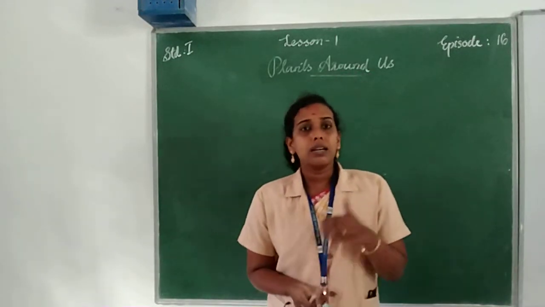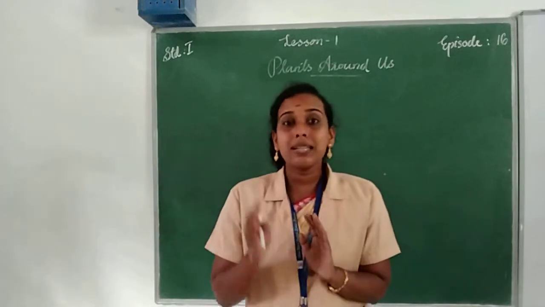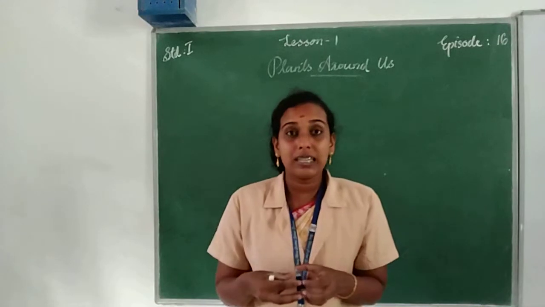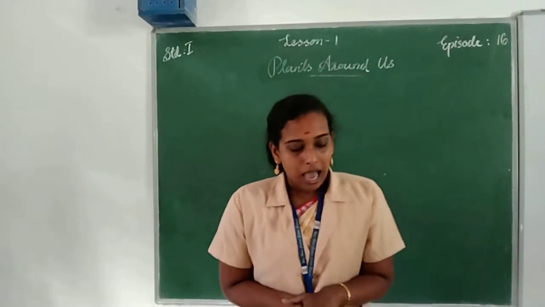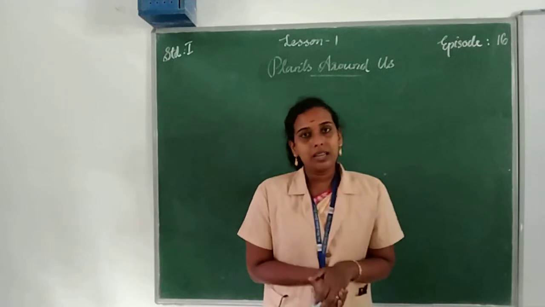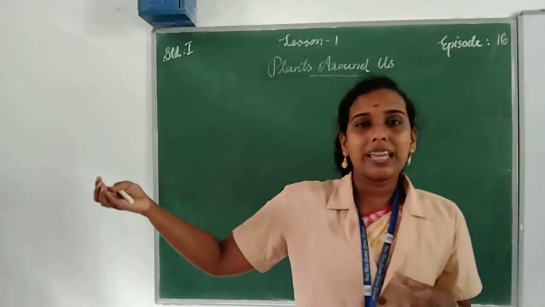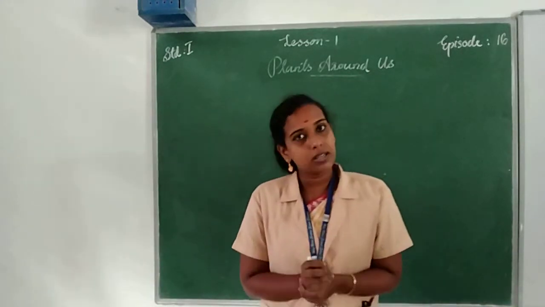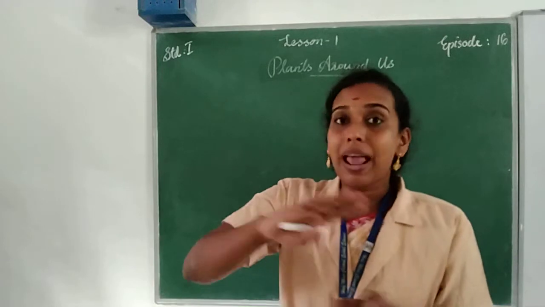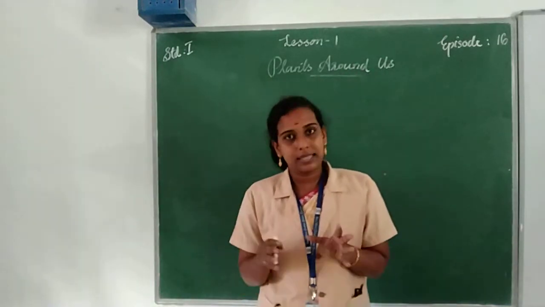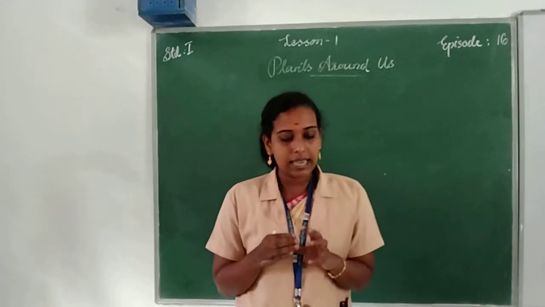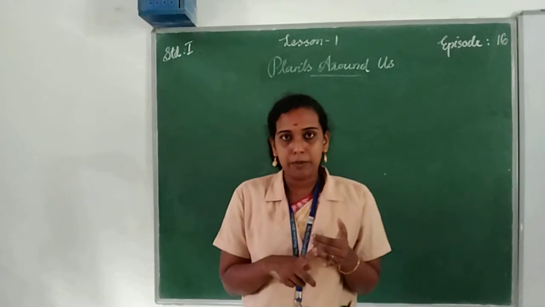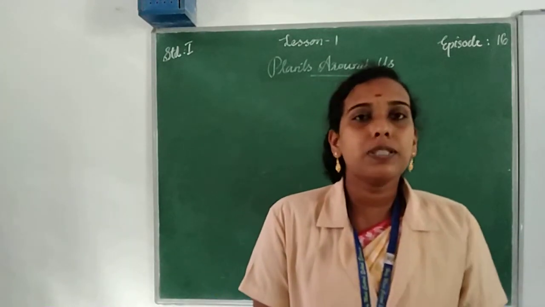So what do you mean by plants? Plants give greenery to our surroundings, and we see different varieties of plants and different varieties of flowers. Plants are everywhere around us. All plants are of different shapes and sizes, and so they can be divided into different types according to the size and shape. So what are the different types of plants?